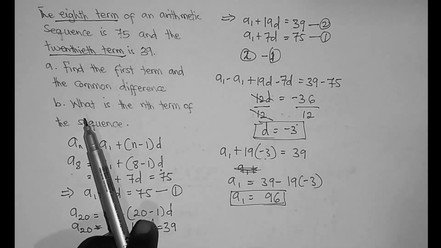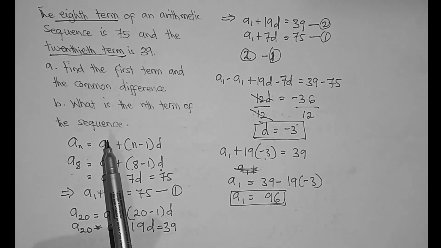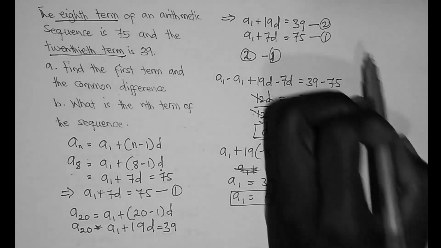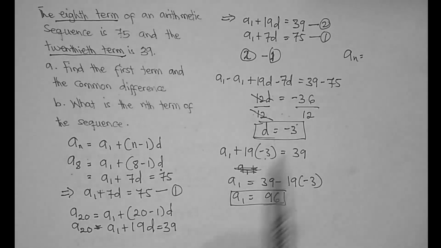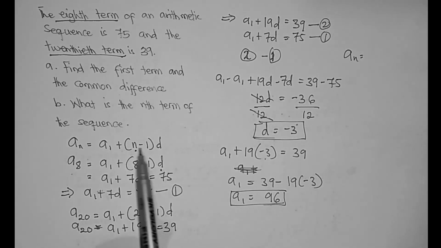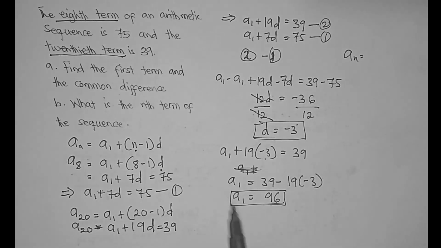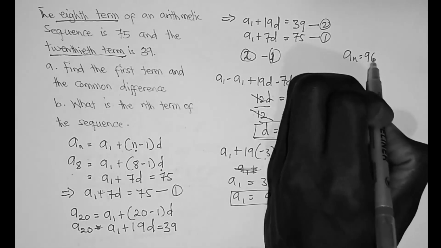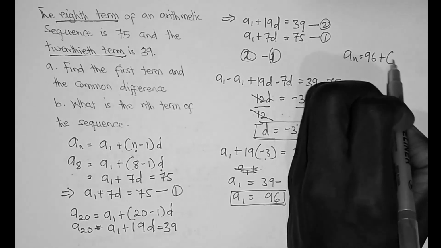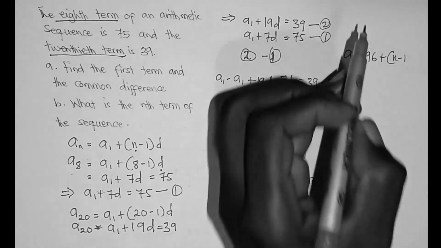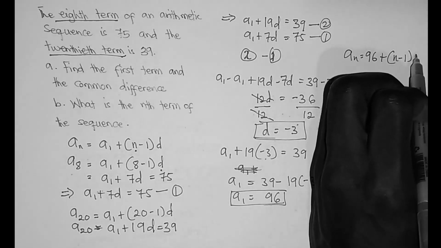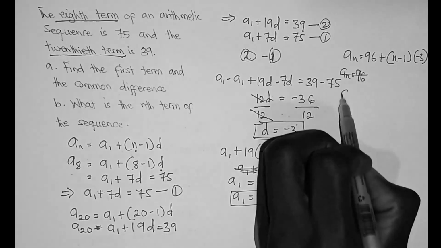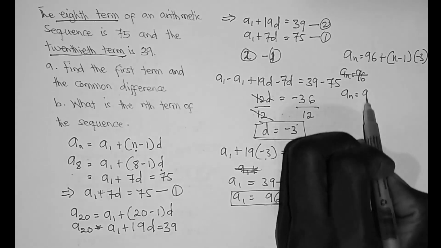The last part of the question says we should find the nth term of the sequence. So an is equal to, remember the formula we wrote, a1 plus n minus 1 d. And what is a1? a1 is 96. Then plus into bracket n minus 1. Then the common difference we found as minus 3. So times minus 3.